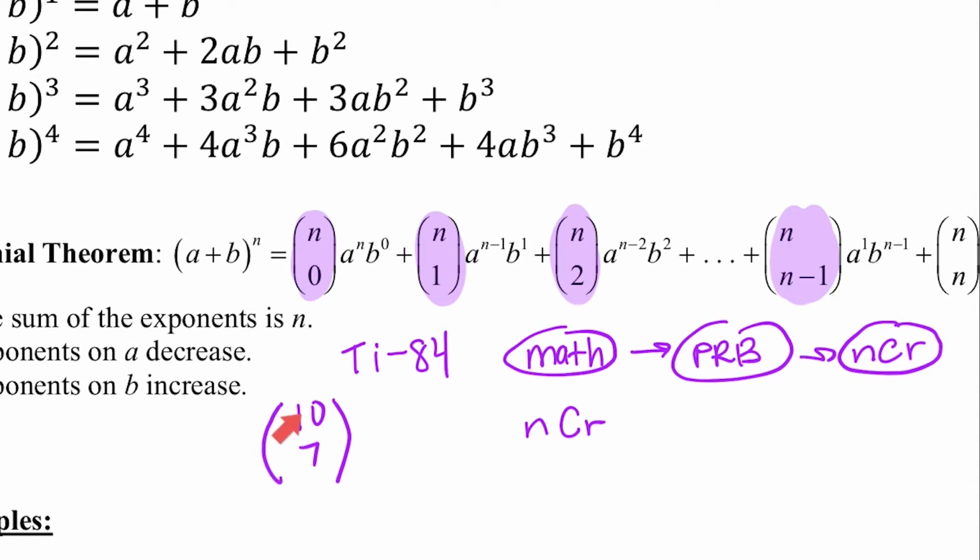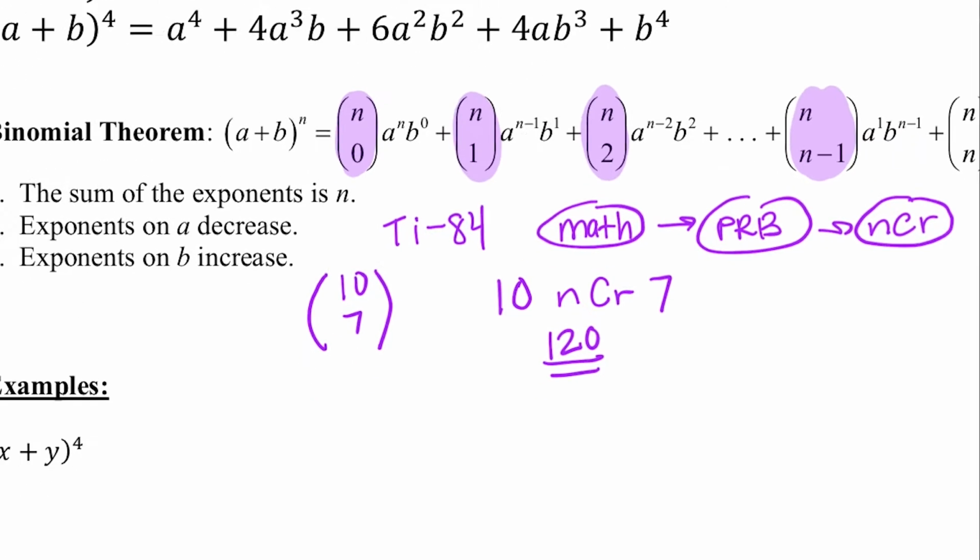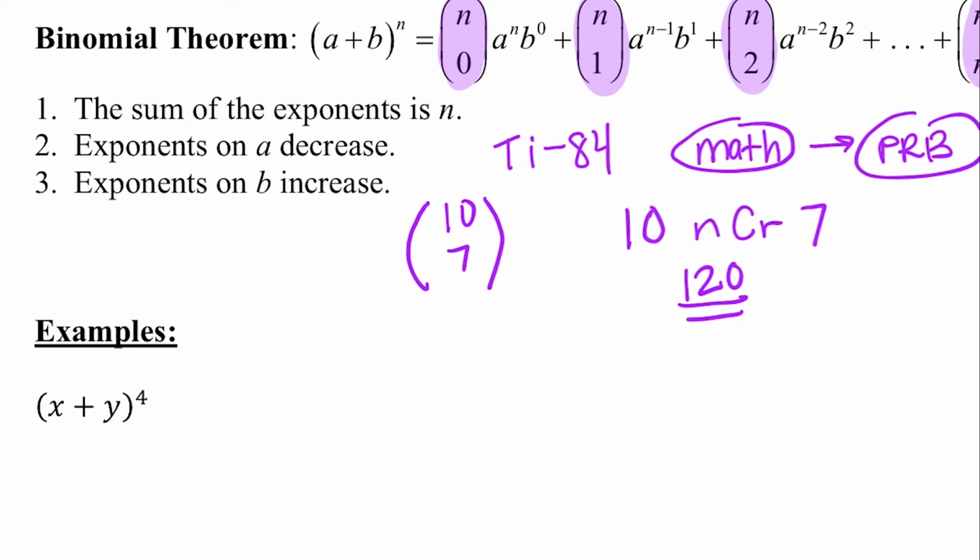How many ways are there to pick 7 things from 10? So in your calculator, you would first type in 10, and then you would follow those steps to get that nCr. And then once you get that, you'll do 7 and then enter, and you'll get 120. So that's how we do that. Like I said, this is just another way to find your coefficients. So if we jump into an example here, we have x plus y to the 4th.